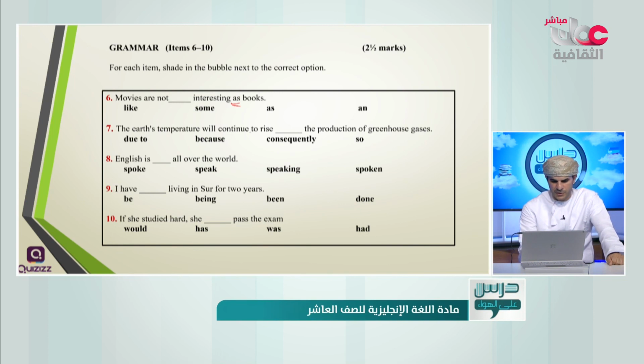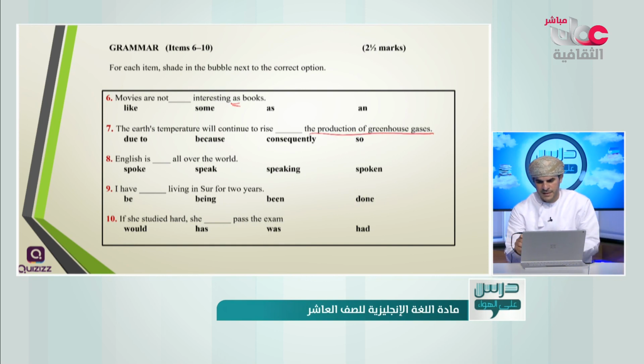The Earth's temperature will continue to rise. Okay? The production of greenhouse gases. This is a noun. Okay? So before a noun, what do we use? So, consequently, because or due to. English is what all over the world? After is, use the third form or a verb with ing. Be careful here. If you say English is speaking, that means English is speaking now, not somebody. The English, can the language speak?